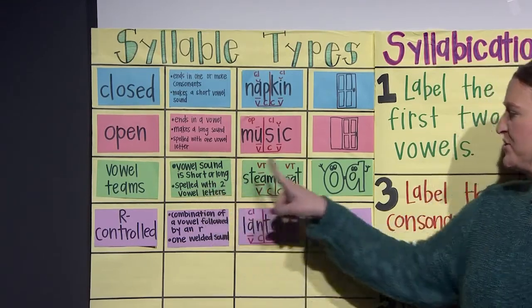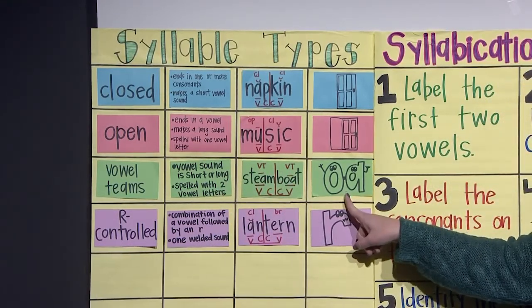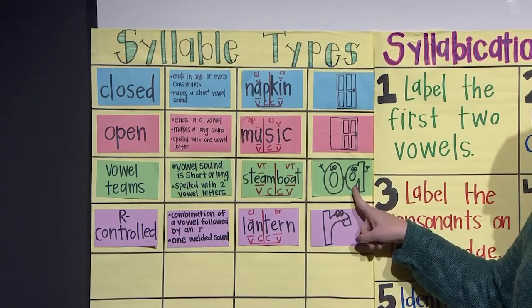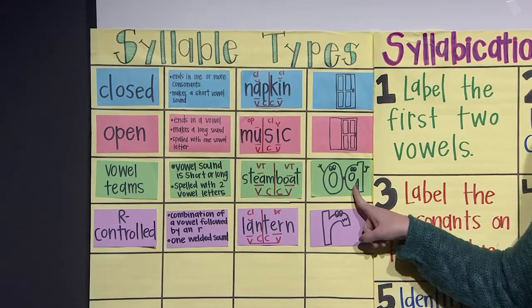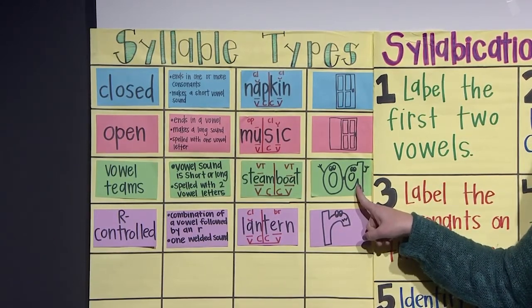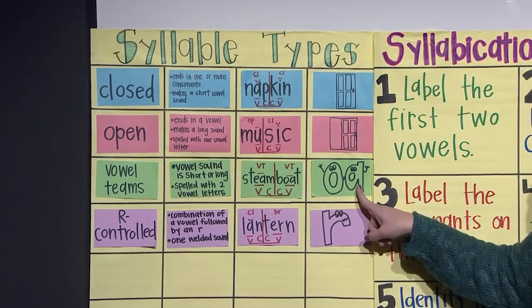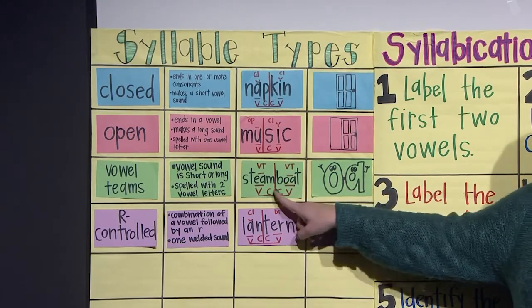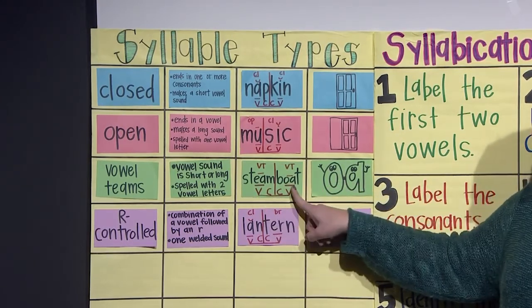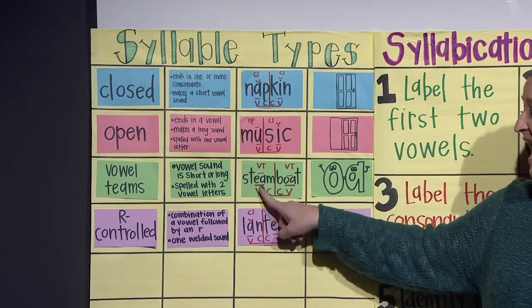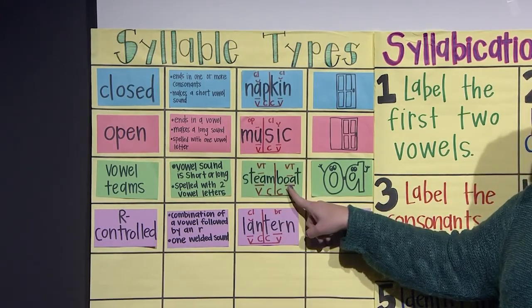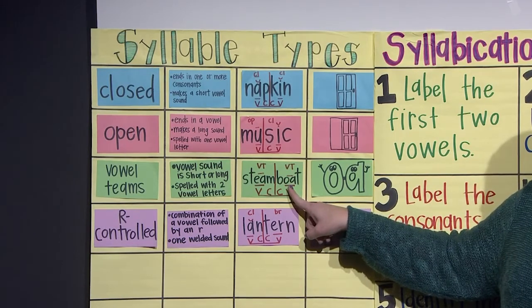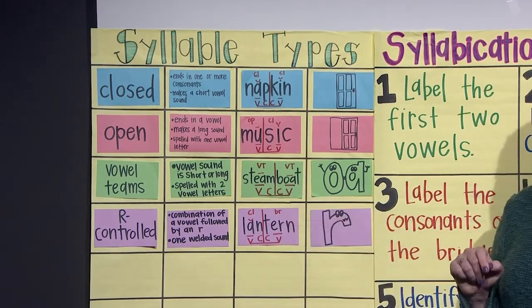Let's look at our picture. Remember when we said vowel teams are two vowels that come together? And we like to think of them as holding hands and being a team and working together to make either that short or long vowel sound. We also looked at the word steamboat. In the first syllable, we had vowel team EA. In the second syllable, we had vowel team OA. And that was our example word.